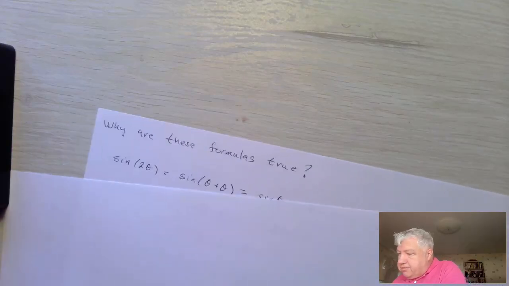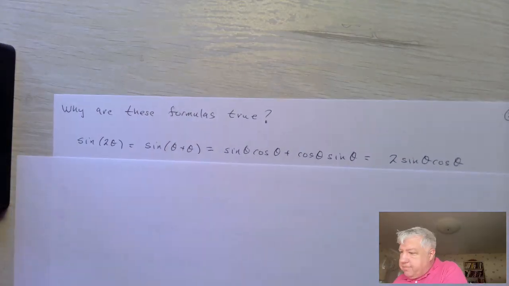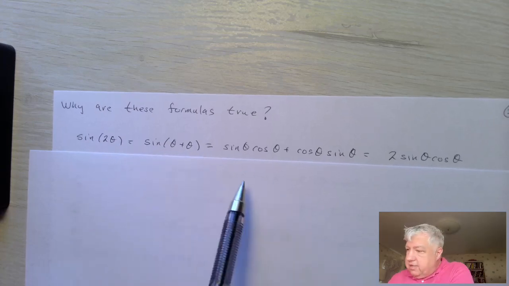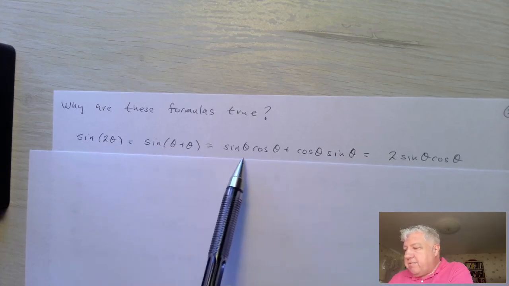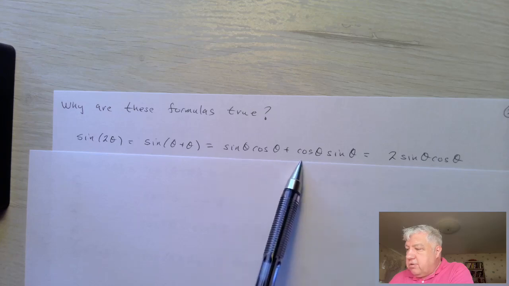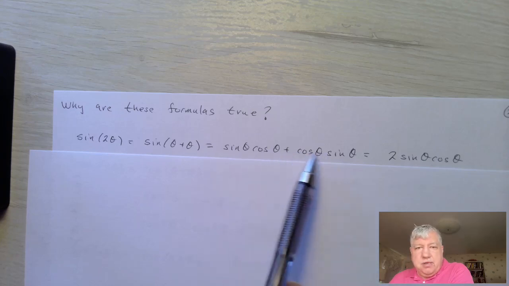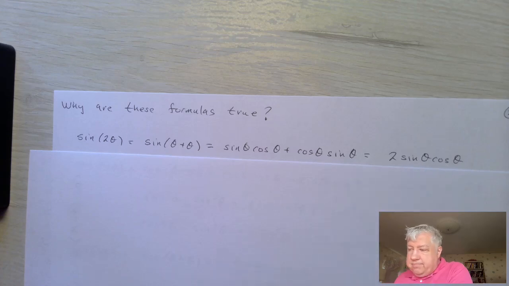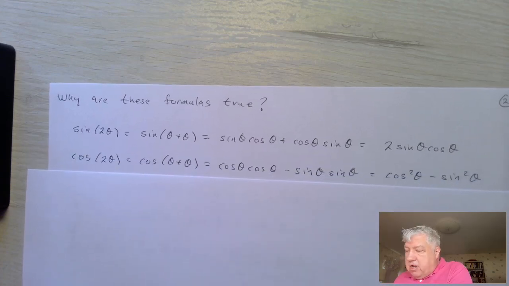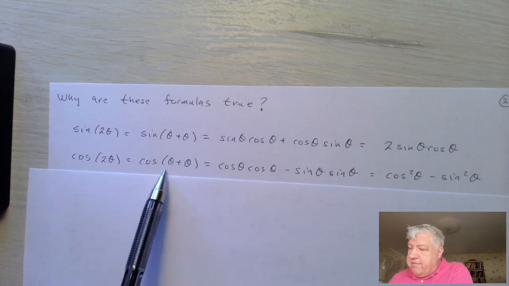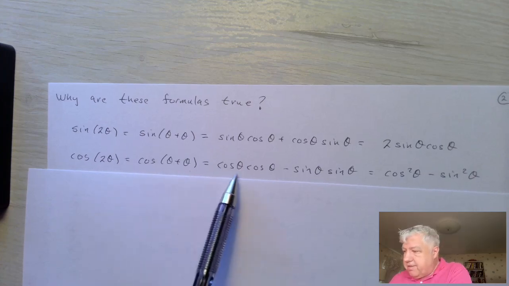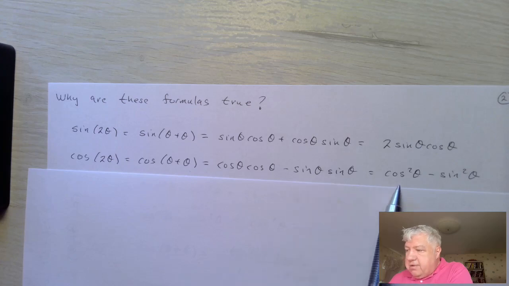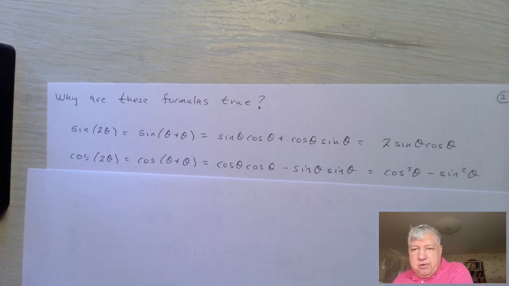So the sine of 2 theta is the sine of theta plus theta. According to the previous formulas, we have sine theta cosine theta plus cosine theta sine theta. These two terms are obviously equal, so this is just 2 sine theta cosine theta. For cosine of 2 theta, this is cosine of theta plus theta, so this is cosine theta cosine theta minus sine theta sine theta. And this is cosine squared of theta minus sine squared of theta.